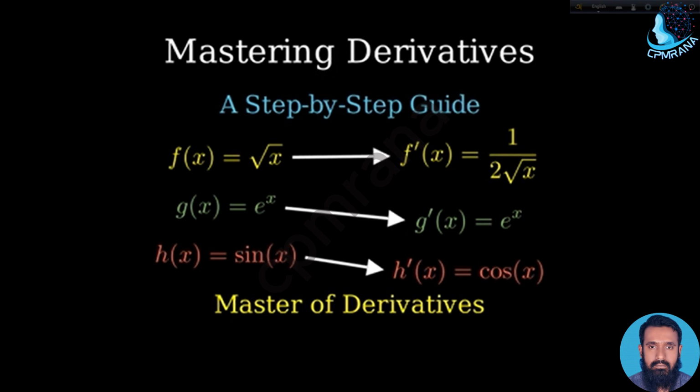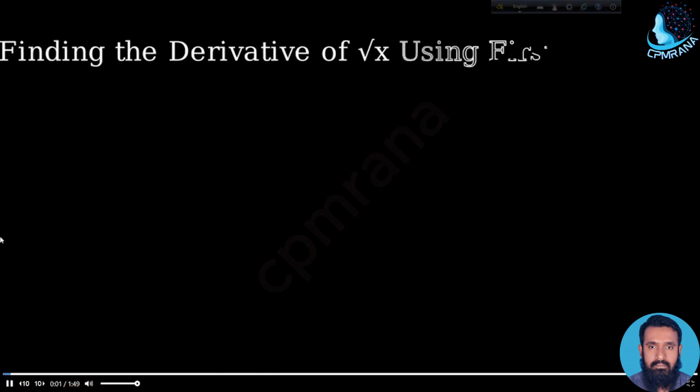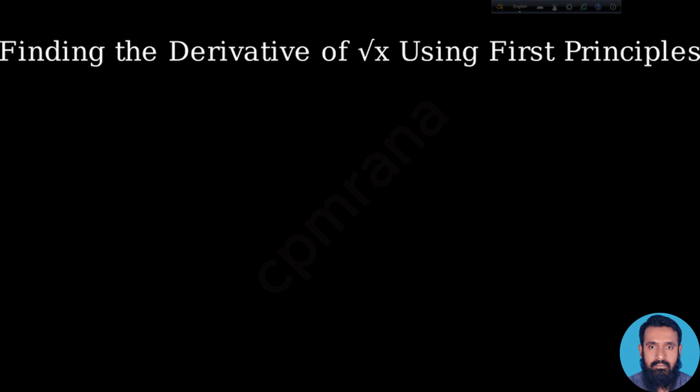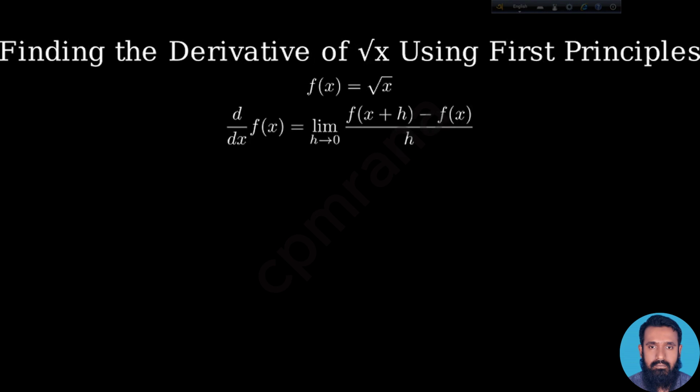Let's get started. Let's find the derivative of the square root function using first principles. We start with our function f of x equals the square root of x. The derivative by definition is the limit as h approaches 0 of f of x plus h minus f of x, all divided by h. When we substitute our function, we get the limit as h approaches 0 of the square root of x plus h minus the square root of x, all divided by h.